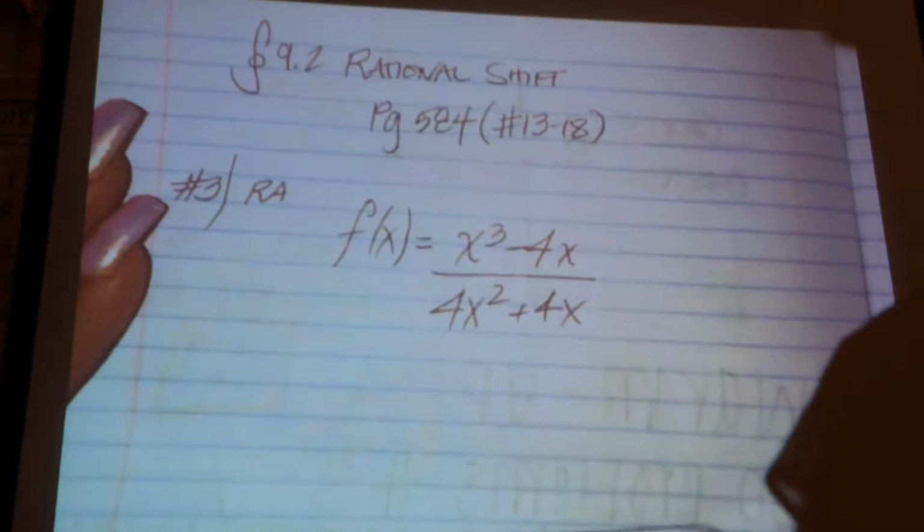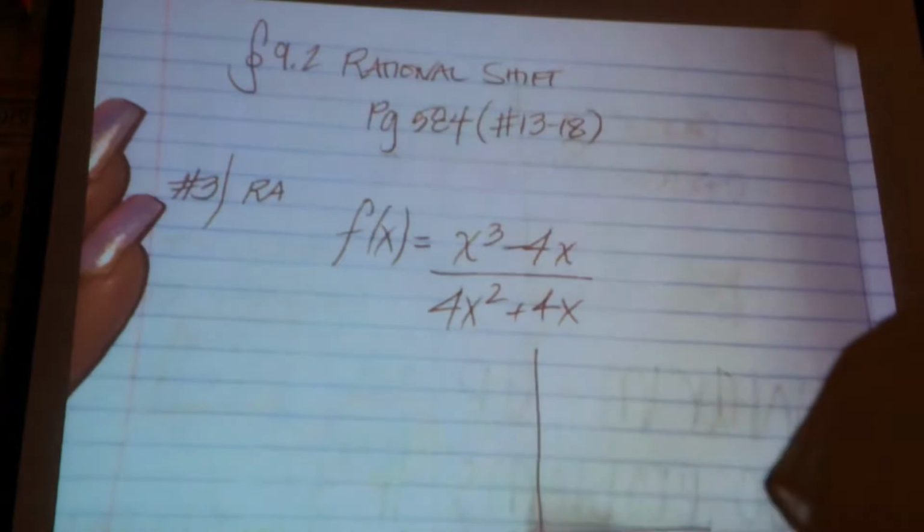I'm going to go ahead and make my dividers here so that I have sections, but I really just care about these two sections. They want the vertical asymptotes and the x-intercepts.